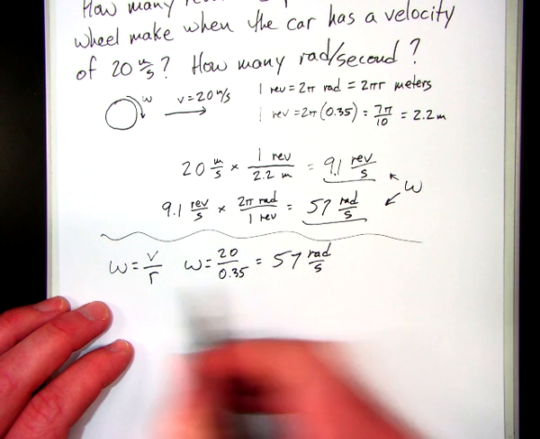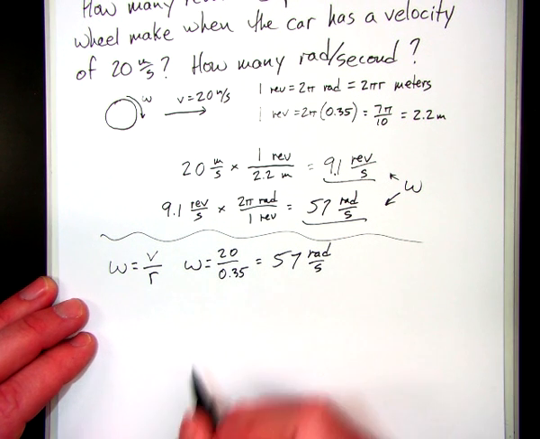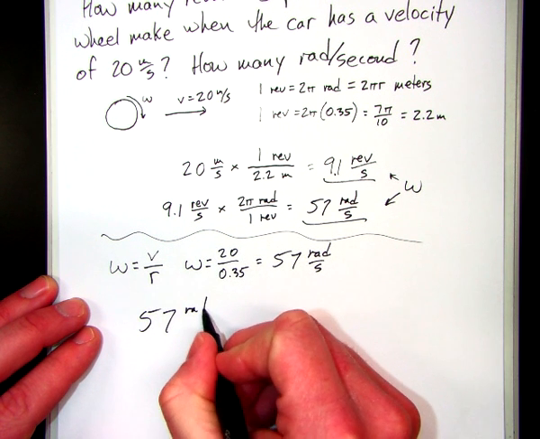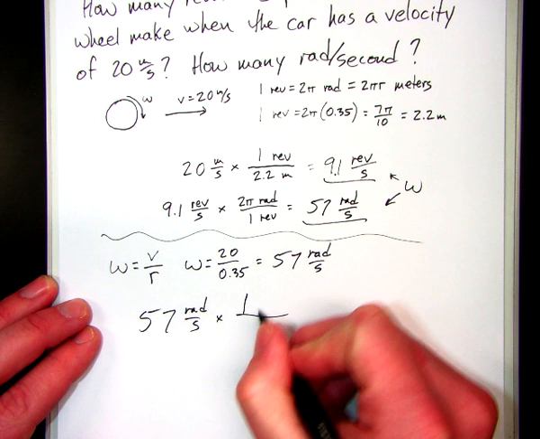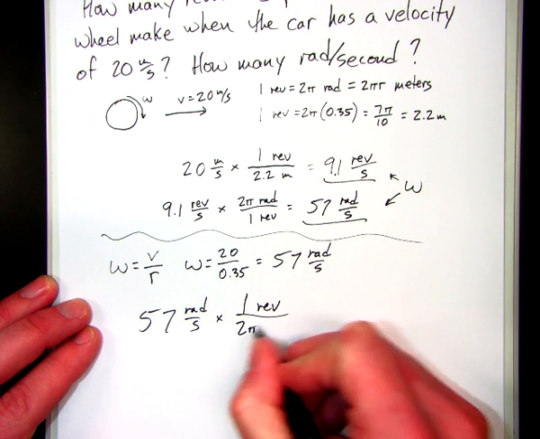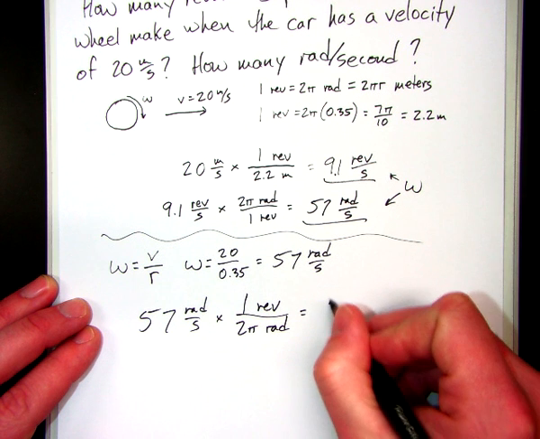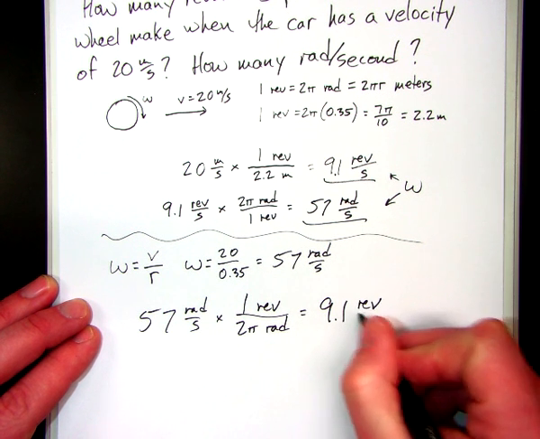That's the easier one to get. Now, to get from radians per second back to revolutions per second, 57 radians per second, knowing that for every 1 revolution, that's 2 pi radians. That gives me 9.1, not 91, but 9.1 revolutions per second.